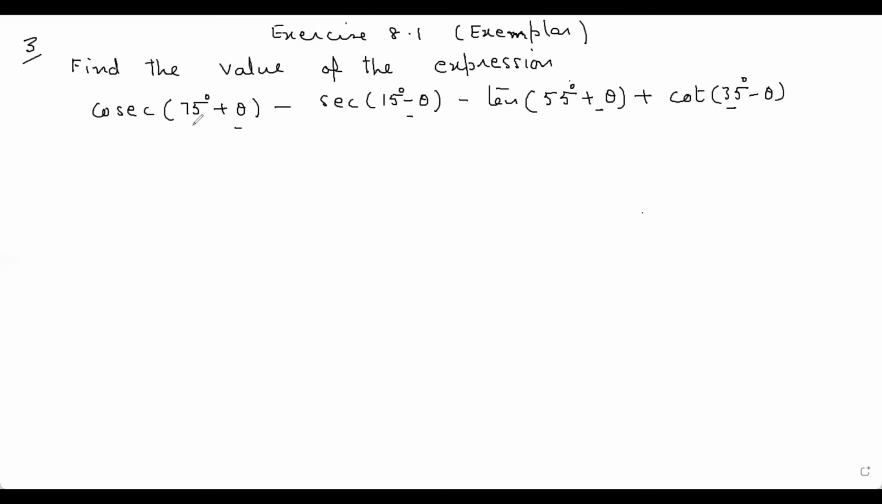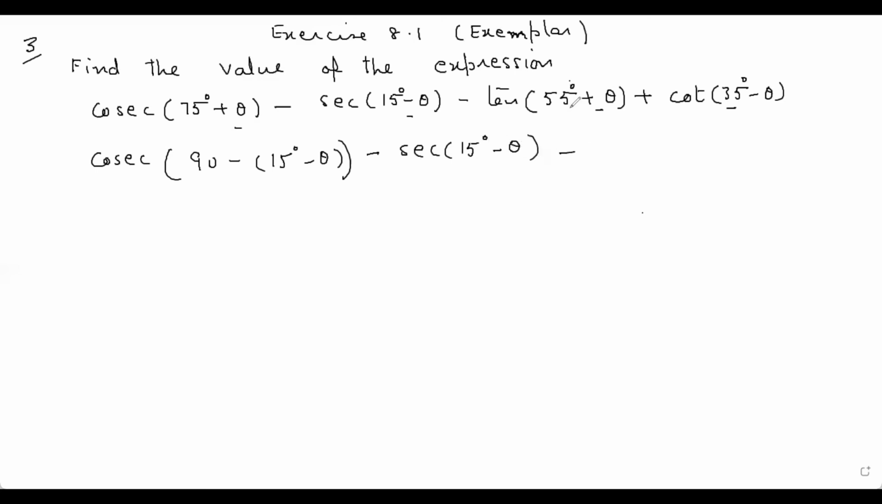Let me change 75 degree plus theta. So it can be written as cosec of 90 minus this angle, 15 degree minus theta. Now check it. 90 minus this: when you open the bracket, it will be 90 minus 15 plus theta. So that will be equal to 75 plus theta. So instead of this, I can write this, minus sec (15 degree minus theta).